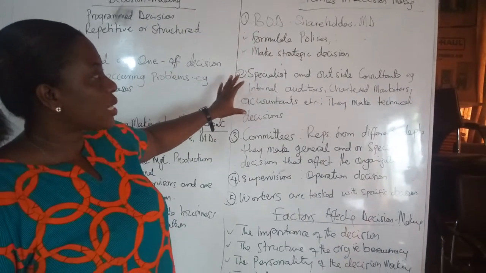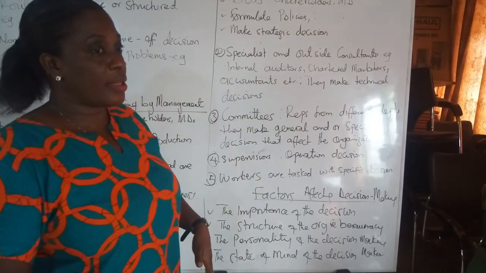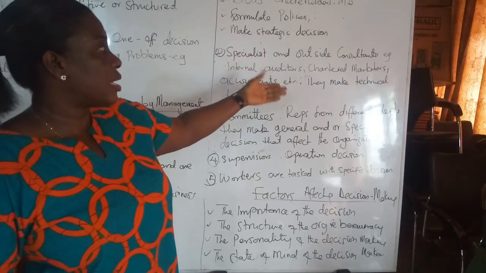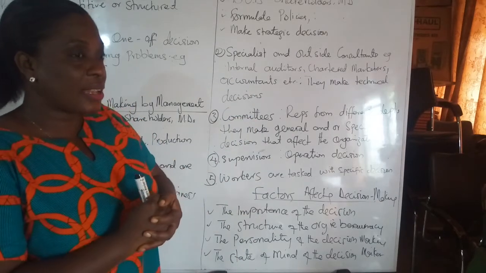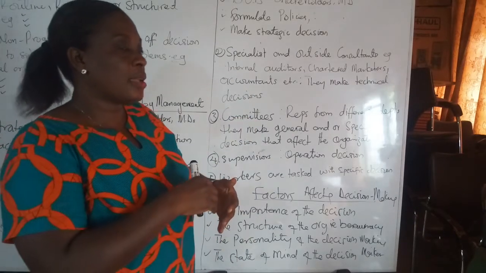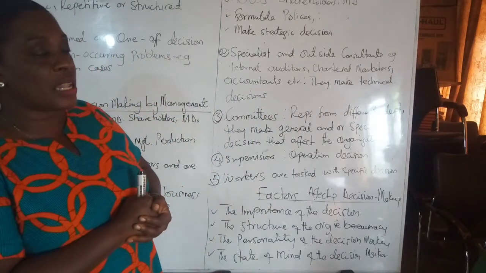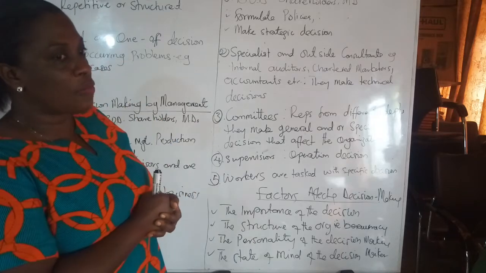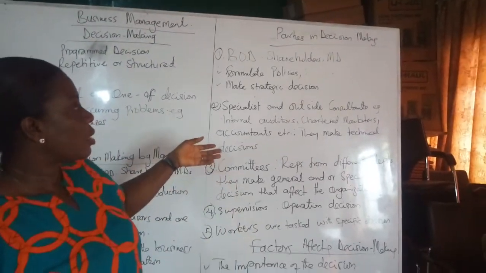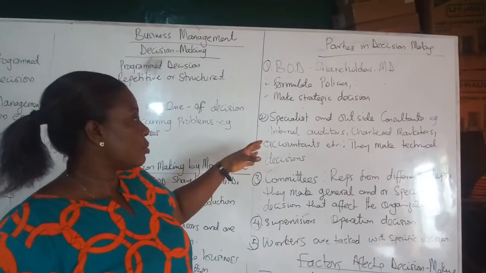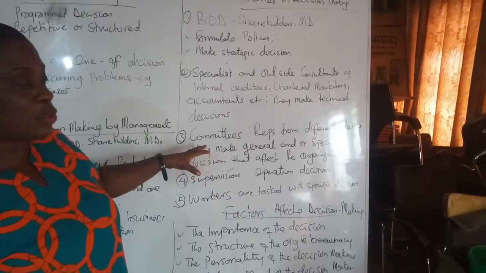Then we have the specialist or the outside consultants. They can be found within the organization, like the internal auditors, the chartered accountants, the chartered marketers, and what have you. They give technical ideas, and upon their views, technical decisions are taken. That's just like what the president is doing on COVID. He consults doctors, he consults educationists, he consults all those who matter to make a final decision before he comes out on air to make those pronouncements.